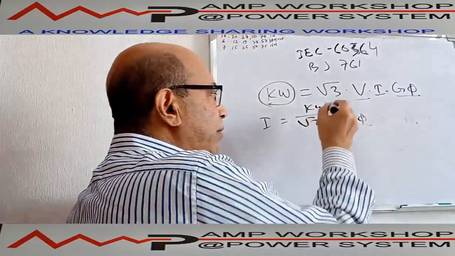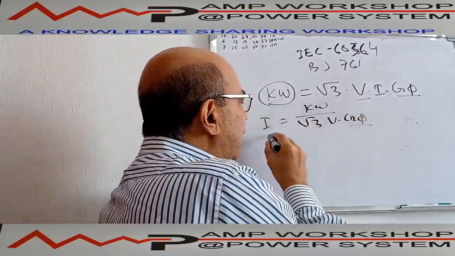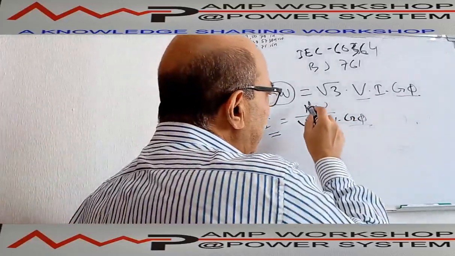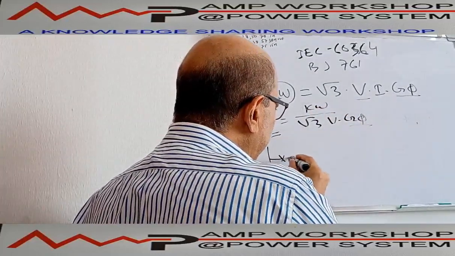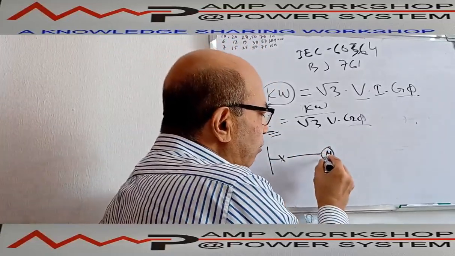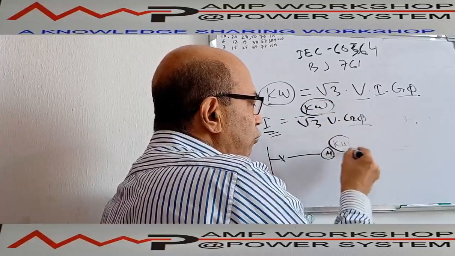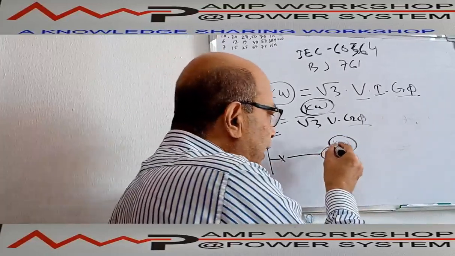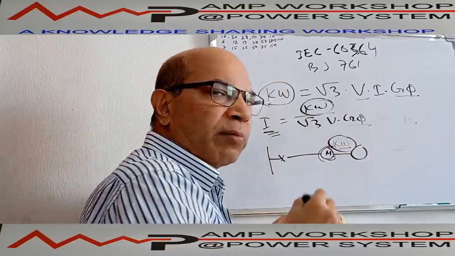Suppose there is a motor, a 100 kilowatt motor operating at 6.6 kV. From this formula we can calculate how much current it is drawing. We have to keep in mind that this kilowatt is the output. Suppose this is a switchgear, there is a breaker, and a motor is connected. The kilowatt mentioned on the motor is the output power. We always mention the output power on the motor, meaning the motor can give this amount of kilowatt to the pump or fan. The motor has some loss, it has some efficiency.